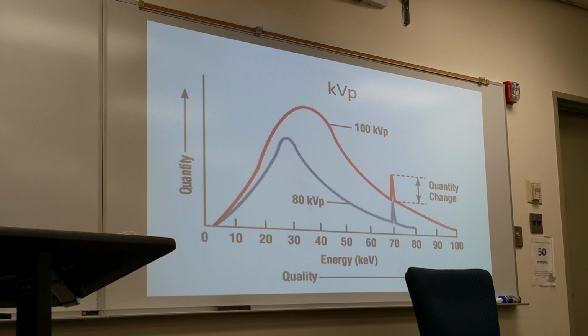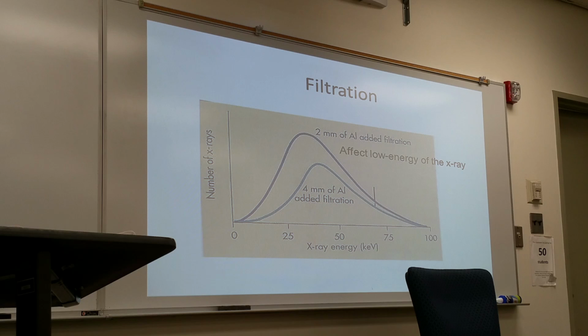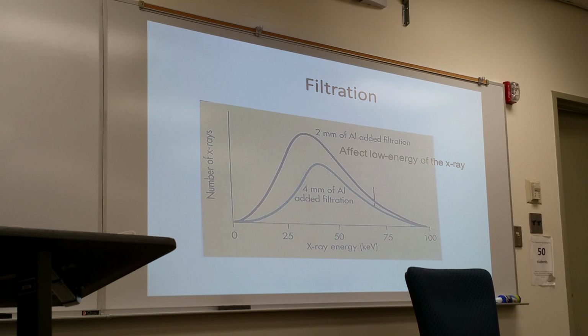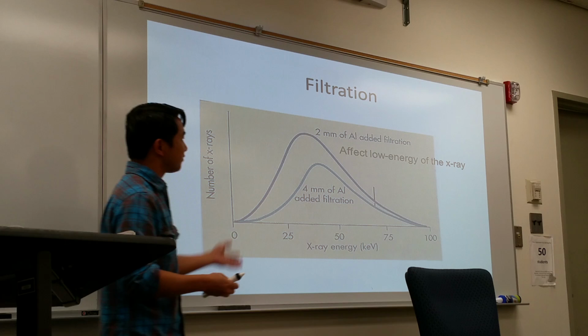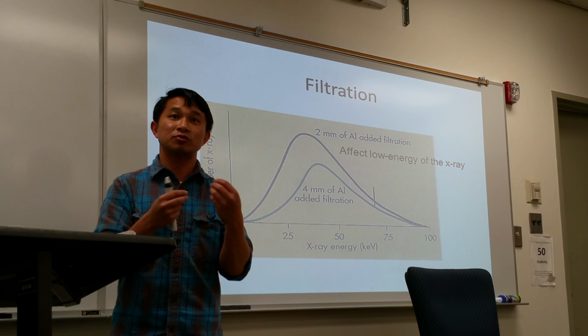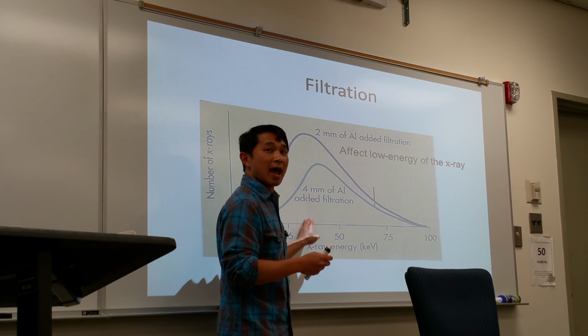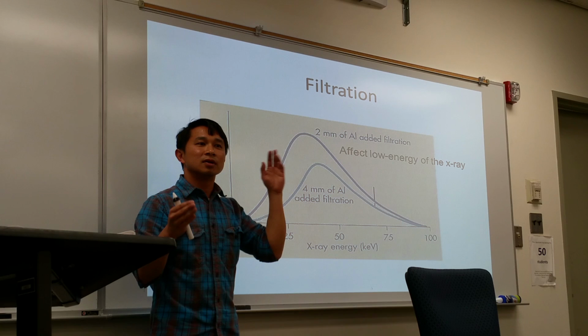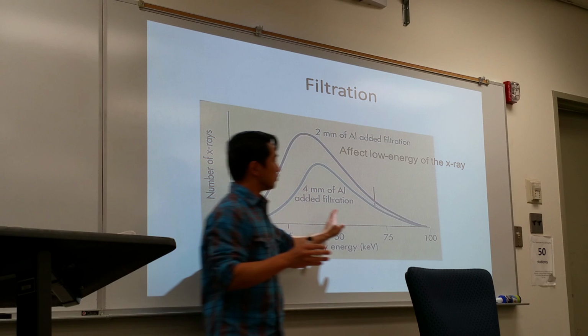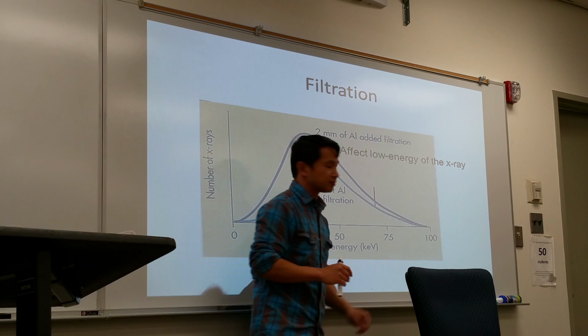And then with filtration. The purpose of filtration, as the name says, is to filter out all the low-level energy X-rays coming out of the tube that are not useful in diagnostic X-ray. Otherwise, they would just be absorbed into the patient. When you filter out the low energy, on average, the beam increases in strength. So filtration affects both the amplitude as well as the position of the graph. By increasing the filter from 2 millimeters to 4 millimeters, you absorb more of the low-level energy, so the amplitude decreases, with more movement to the right. So filter affects both the amplitude and the position of the spectrum.